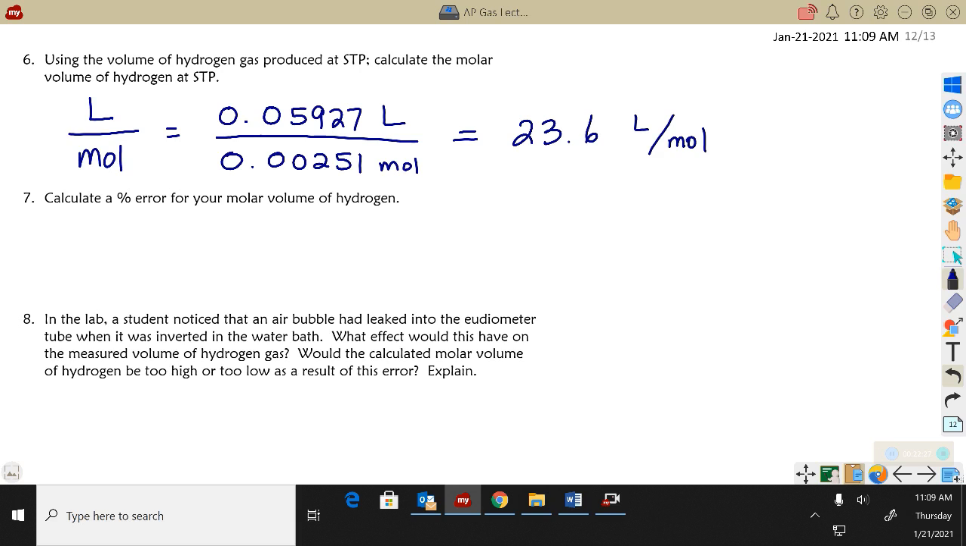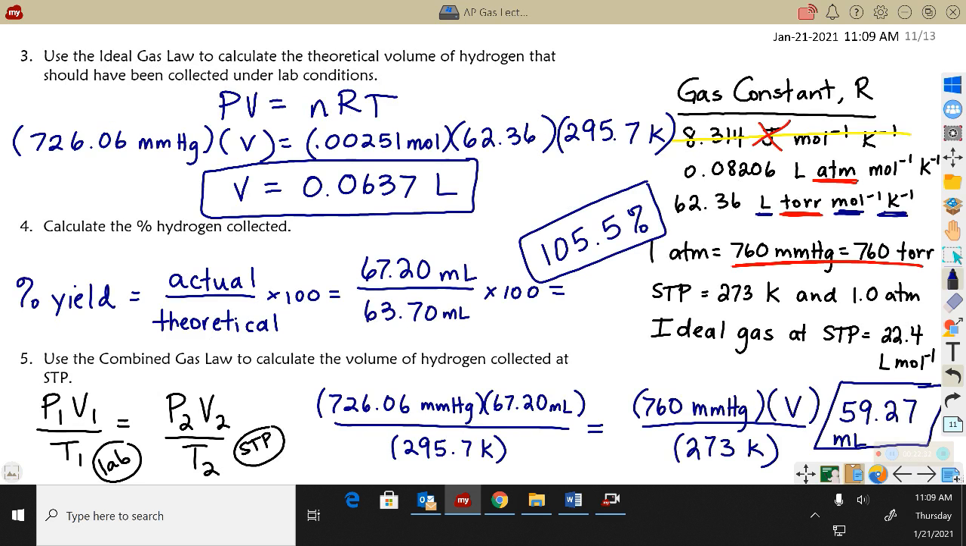Well, here's what we were getting at with this whole STP thing. When you look in the packet, this is a constant. 1 mole of any gas, behaving ideally, at standard temperature and pressure should occupy a volume of 22.4 liters. This is kind of a constant. You could use this in stoichiometry. You could use this to find the number of moles of gas or the volume of gas.